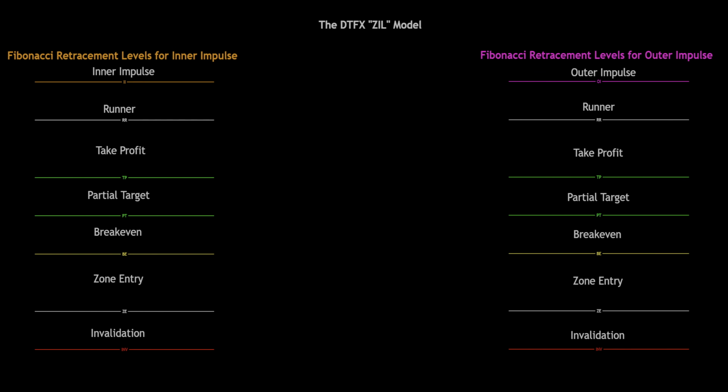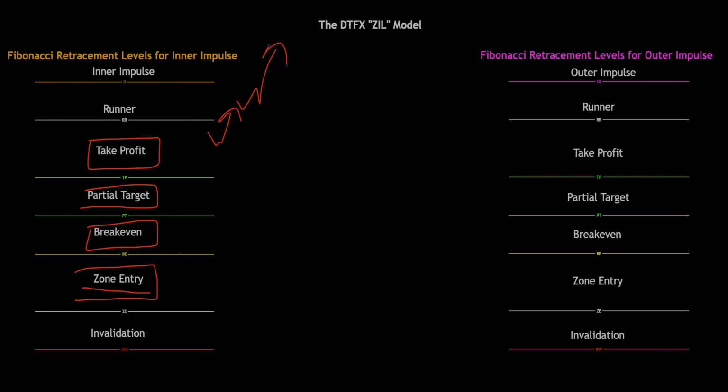So we start off with our zone entry, right? That's always going to be the thing that we see first. Then we have our break even, right? And then we have our partial. If you take partials, then we have our full take profit. And then you could have a runner and so on and so forth. We'll explain how the entire thing works out. And likewise, on the other side too, it's essentially the same thing.